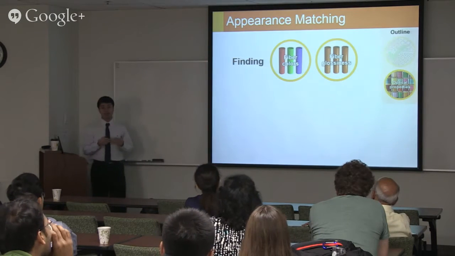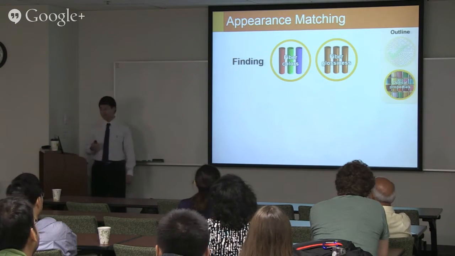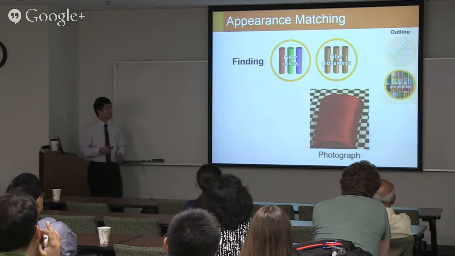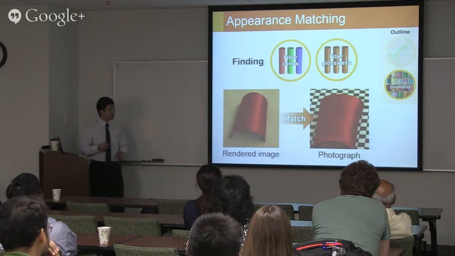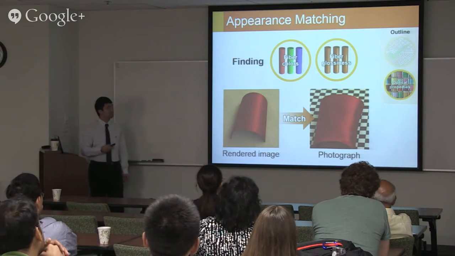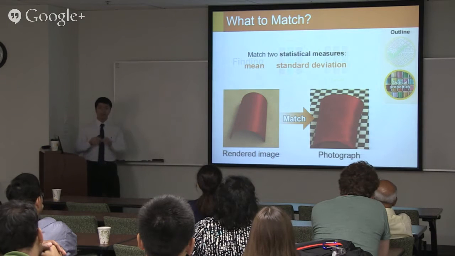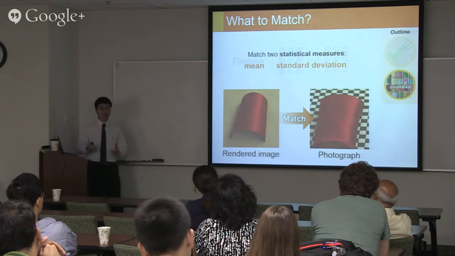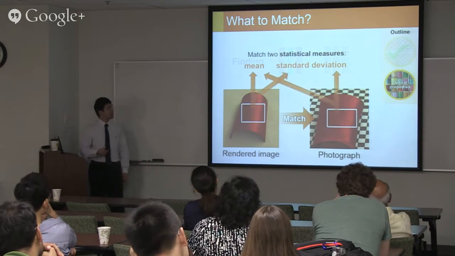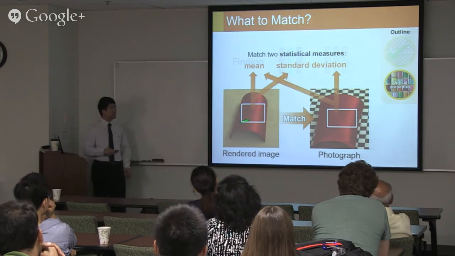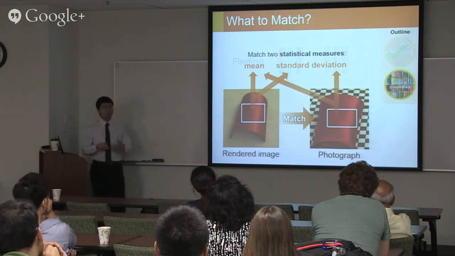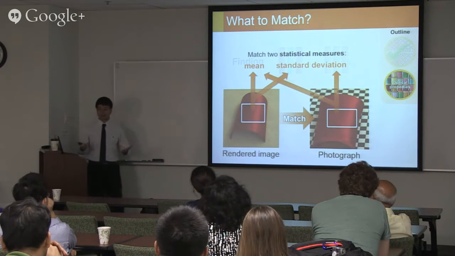So to find proper values of these parameters, we designed a process called appearance matching. We take a photo of the same material sample and try to find such parameter values so that a rendered image under the same lighting and viewing configurations matches the photo. In particular, we try to match two statistical measures, the mean and standard deviation of pixel intensities. These measures are computed within manually selected regions indicated with white rectangles. We do this because we want to avoid involving background or out of focus regions.